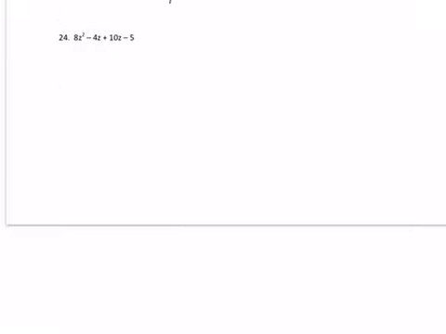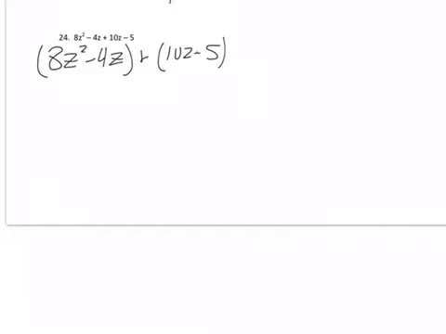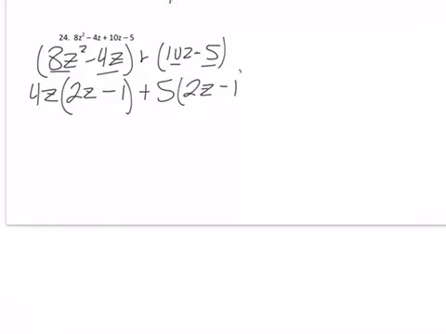Number 24 is also a 4-termed polynomial, no GCF, so we group up the first two terms, 8z squared minus 4z, plus, we don't have to worry about that negative sign here, so plus, then open parentheses, 10z minus 5. GCF in the first term is 4z. After we take out the 4z, we're left with 2z minus 1. In the second term, the GCF here is 5. Take out the 5, we're left behind with 2z minus 1.